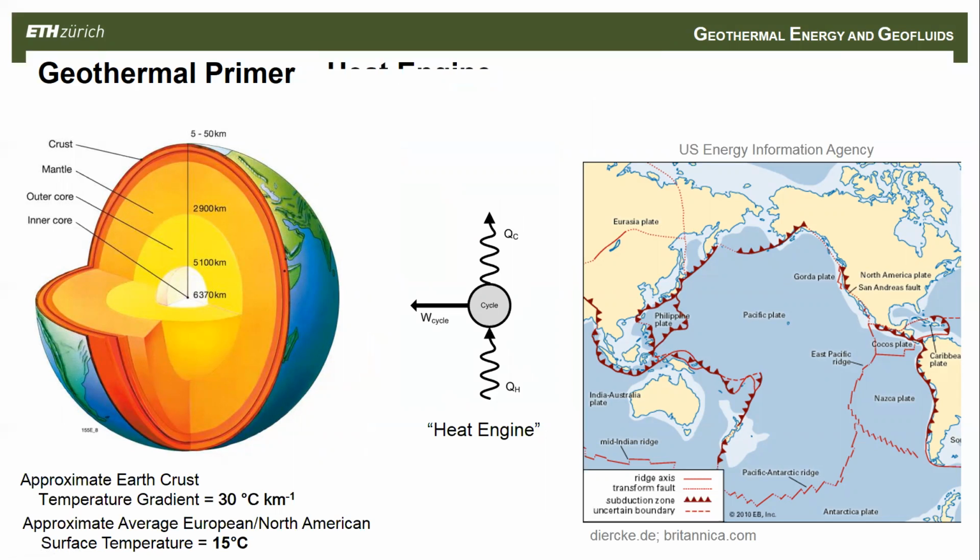I always seem to need to mention this, but people seem to forget that the earth is hot, and something that's hot can make electricity. So you can transfer heat from within the crust where it's hotter to up on the surface. On average, the Earth's crust increases in temperature as you go down by about 30 C per kilometer. And an average surface temperature for North America and Europe is about 15 degrees C. Those are standard numbers that are often used in calculations for power. So just things to remember going forward.